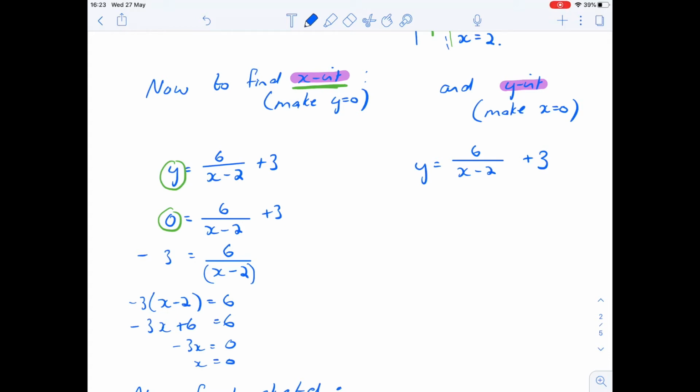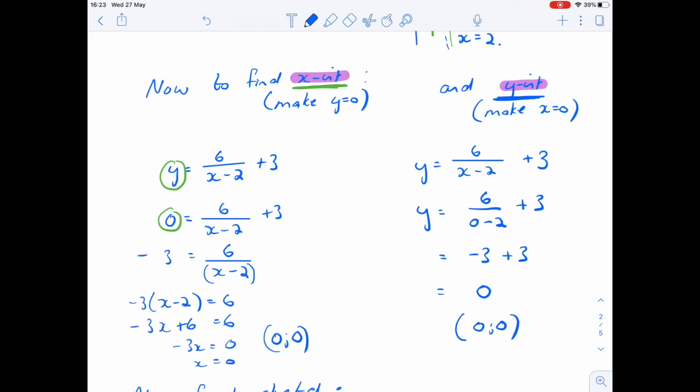And now, let's write that, excuse me, as a point. So it's going to be 0, 0. And the second thing here is to find the y-intercept. So we make x 0. So we're going to have y equals 6 over 0 minus 2 plus 3, which looks like it's also going to be 0. That's interesting. So that would mean that my x and my y-intercept is also going to be 0, 0.